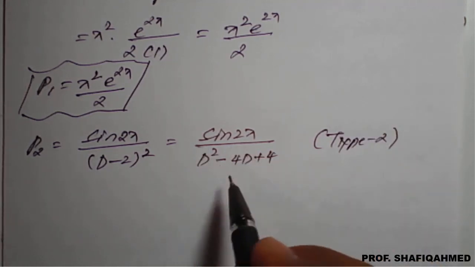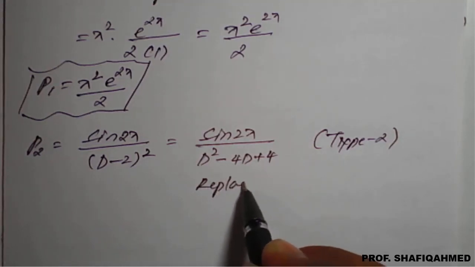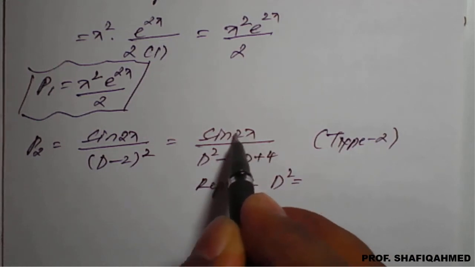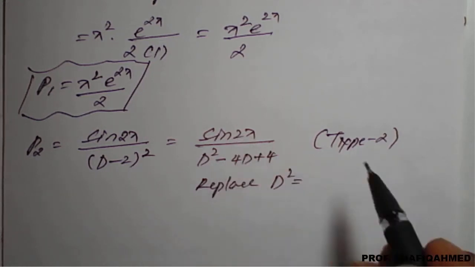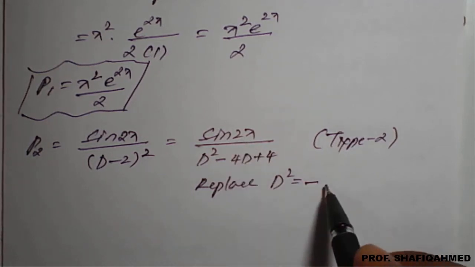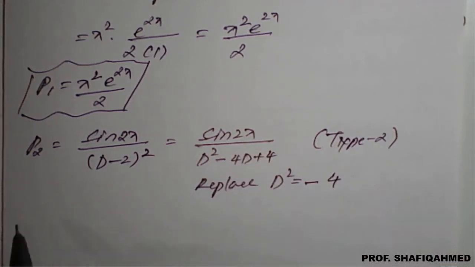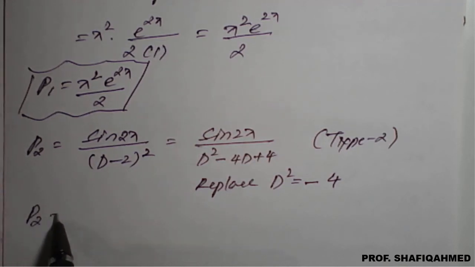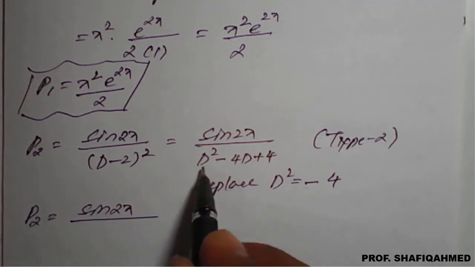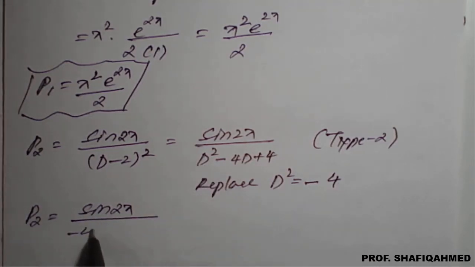So type 2 says replace D square with minus the square of the coefficient of x. The coefficient of x is a here, so it is D square equals minus a square. The value of a is 2, so a square becomes 4. Therefore P2 is equal to sin 2x divided by, D square replaced by minus 4, this minus 4D as it is, plus 4. So this minus 4 plus 4 cancels.